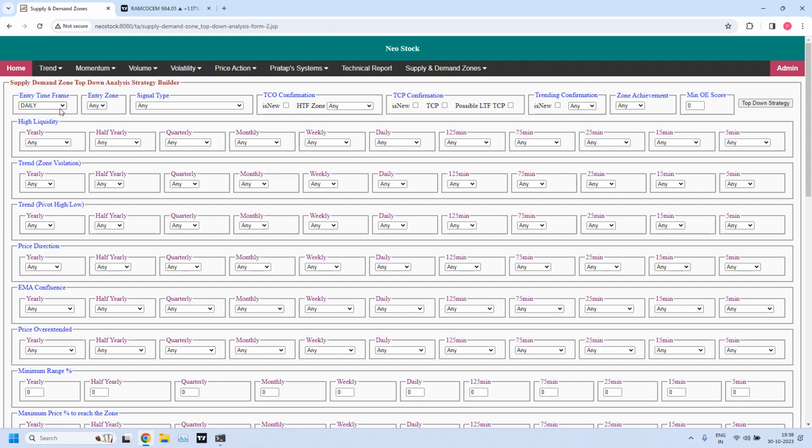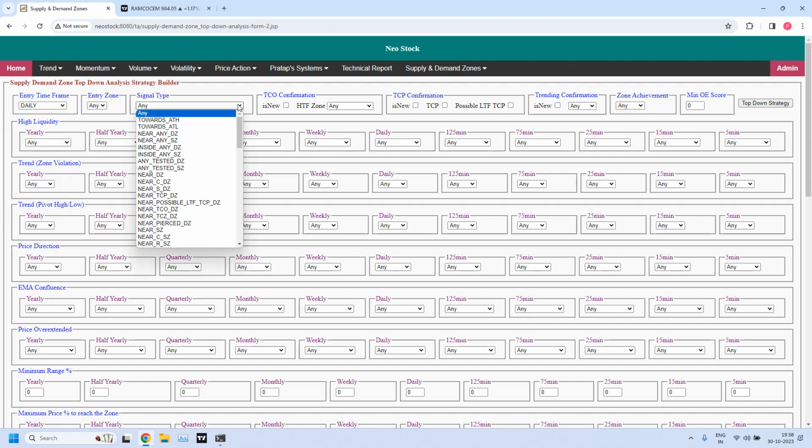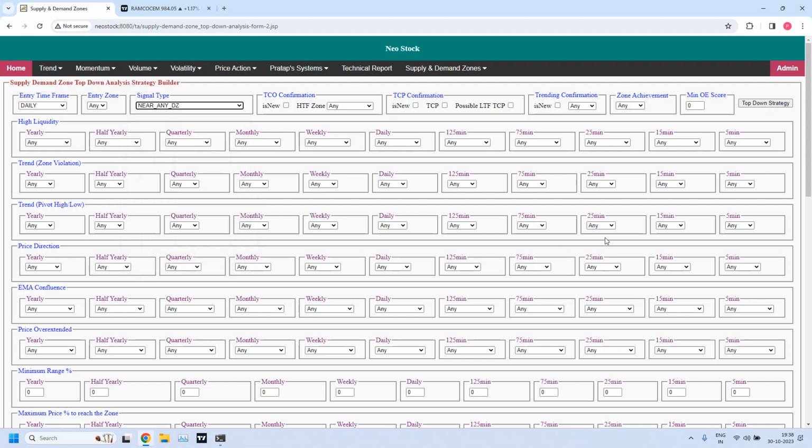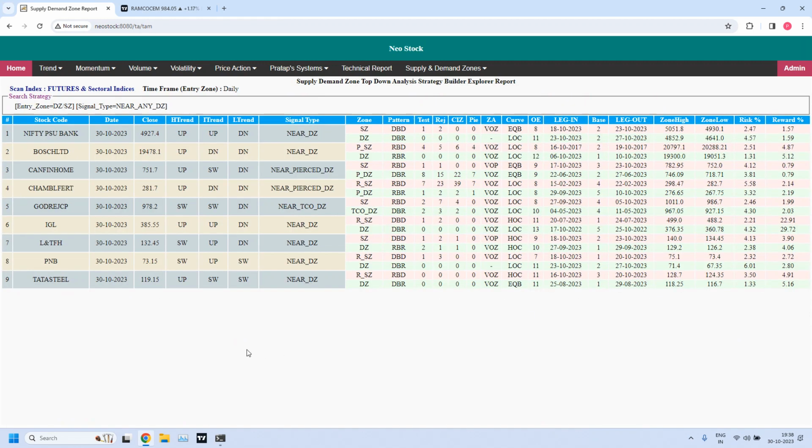Today's trading session. The entry time frame is daily. Let us find the stocks which are near to the daily demand zone. So these 9 stocks are near to the daily demand zone. Any high liquidity zones here? No high liquidity zones we found near the zone.